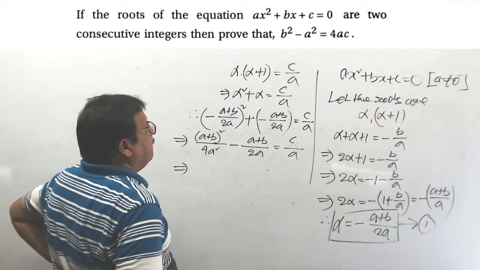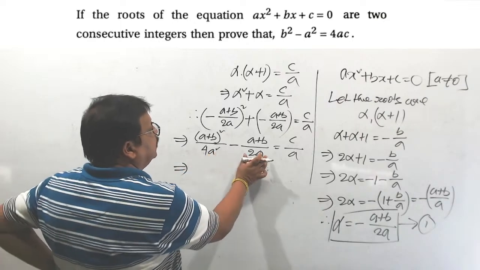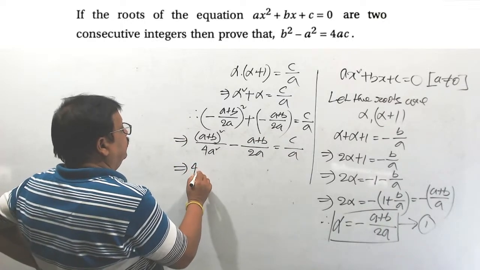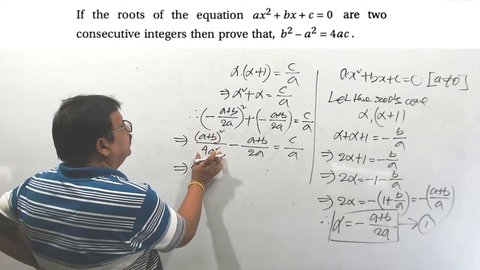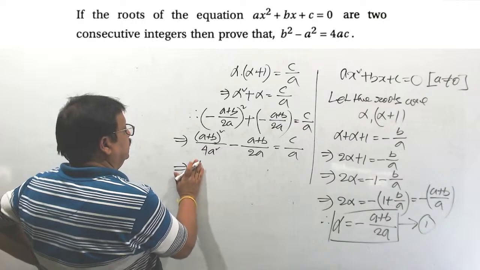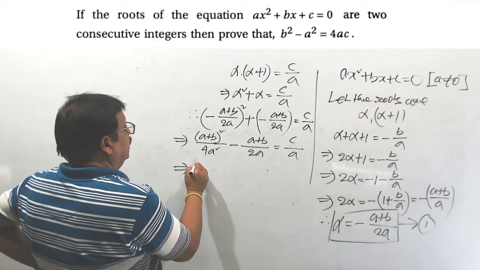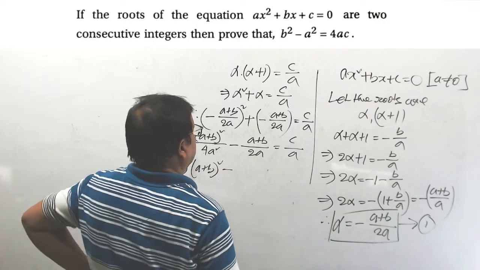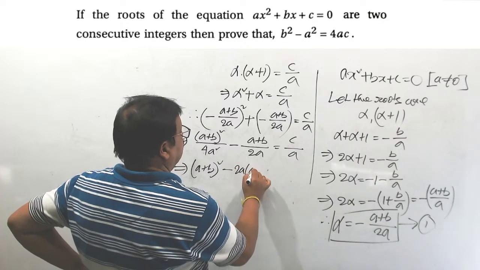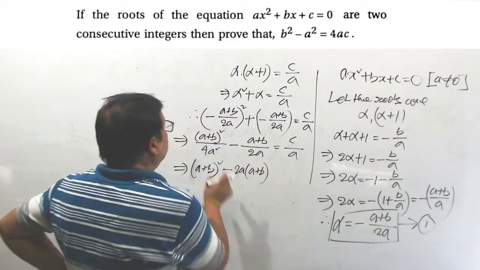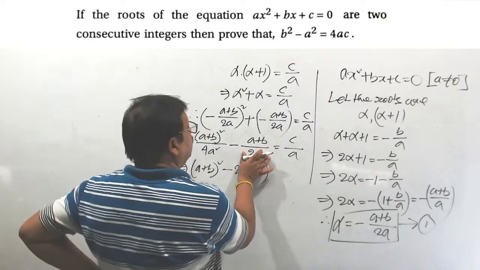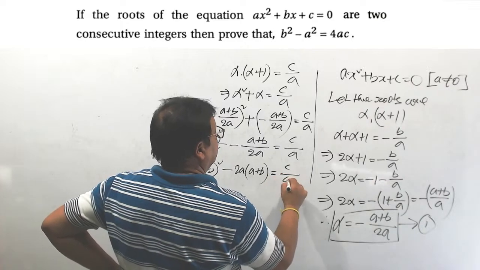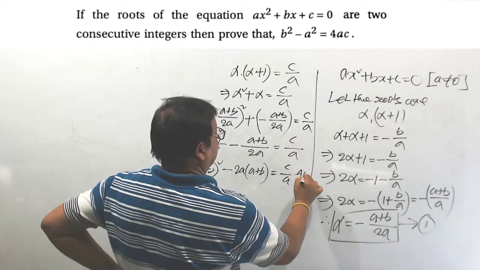This implies, what is the LCM? 4a square, 2a and a: 4a square. Multiply by 4a square. So the 4a square portion will be cancelled. Only what will remain? (a plus b) whole square minus 2a into (a plus b). Understood? 4a square means 2a into 2a, so 2a will be cancelled. Is equal to c by a into 4a square.